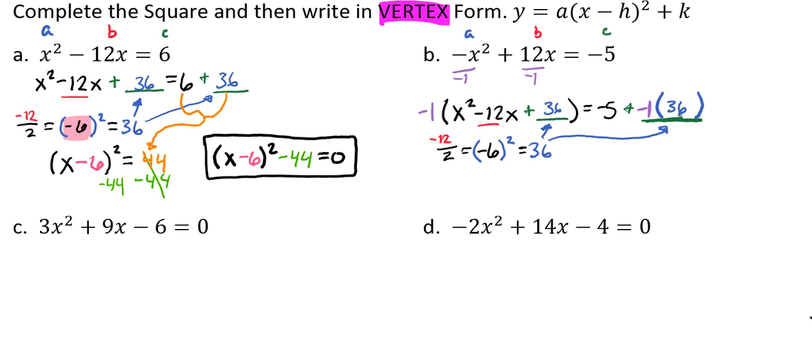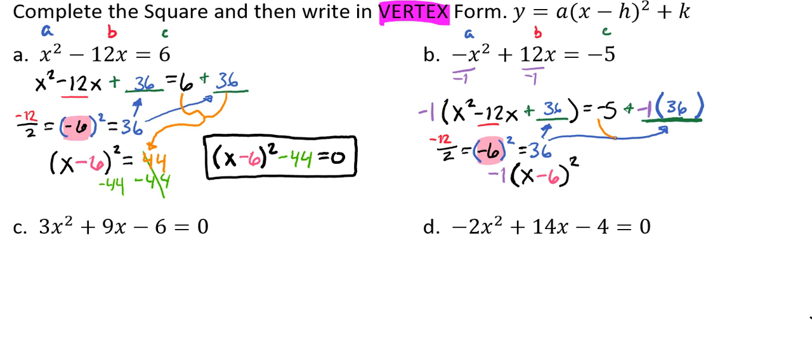So now we're going to write it in factored form. So we have negative 1 times x minus 6. Remember, we get that minus 6 from right here. Then quantity squared.